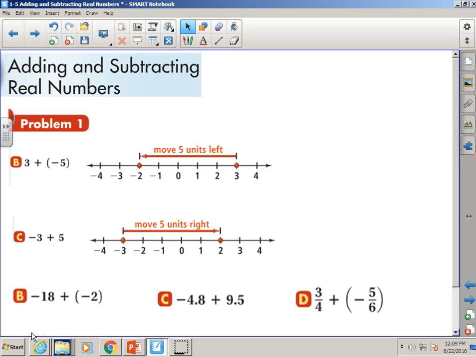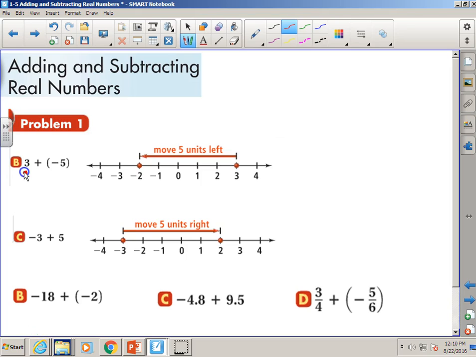Hi class, this is a quick flip video. We did adding and subtracting real numbers, and we're going to be doing multiplying and dividing real numbers. Some of you might have seen this before. Most of you should have seen this before, either from your 6th grade teacher or your 7th grade teacher, depending if you're an 8th grader or a 7th grader. But I am going to review it anyway.